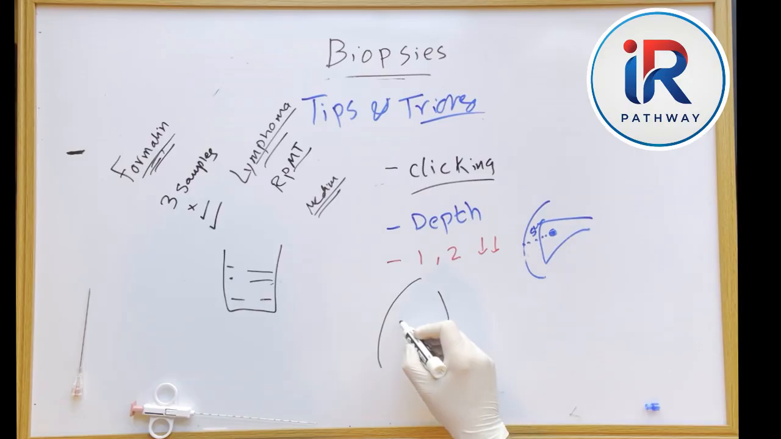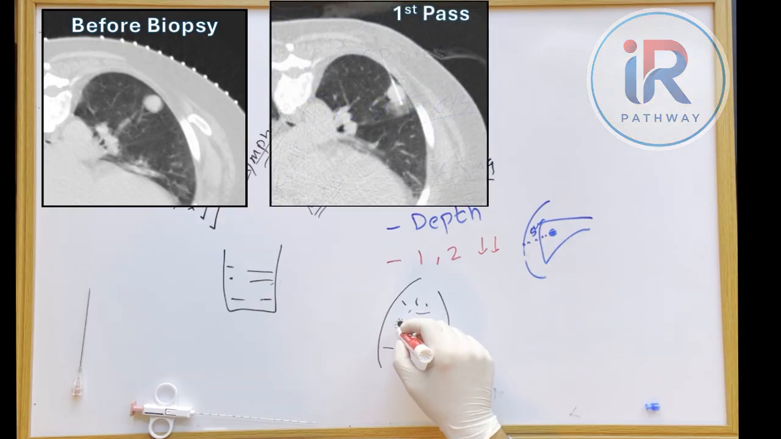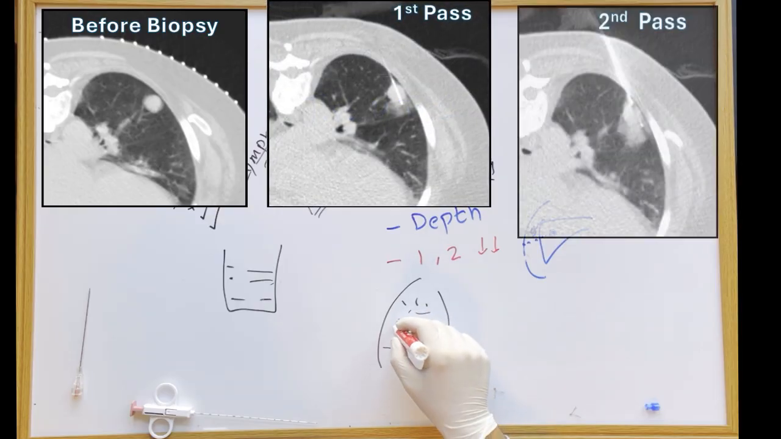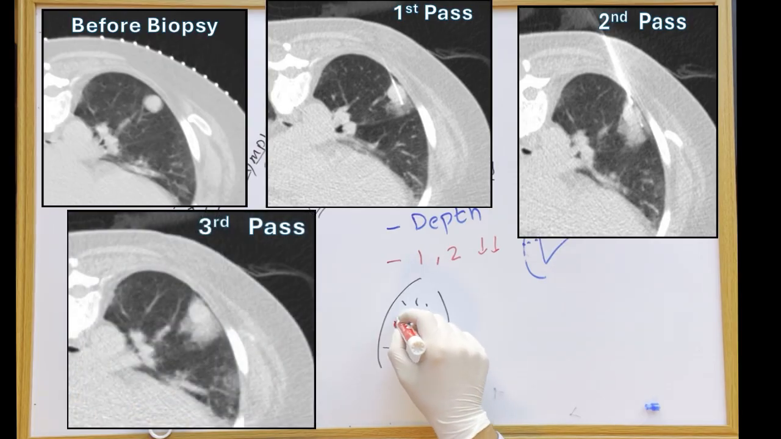Let's assume this is lung tissue, and your lesion is located right here. Here is lung tissue, and these are the airways. The lung tissue is known to be highly vascular and it tends to bleed easily. So, after taking the first sample, you may notice some bleeding like this. With the second sample, the bleeding can increase further like that. By the third attempt, bleeding may become severe enough to obscure the lesion.